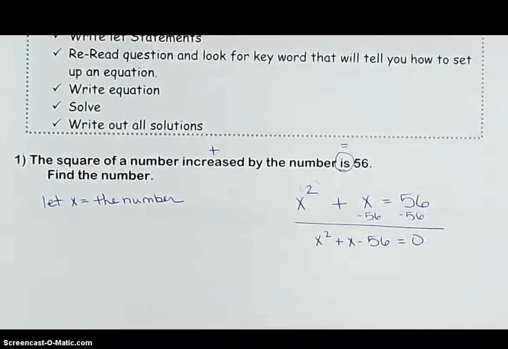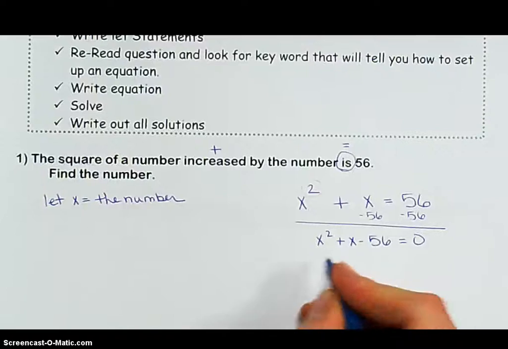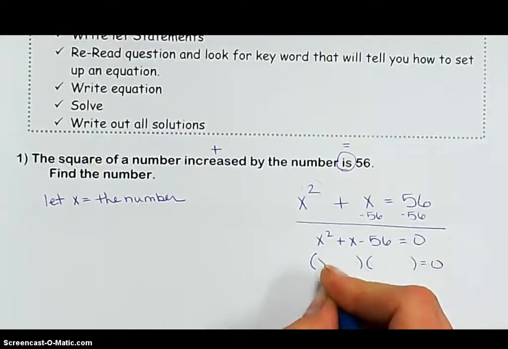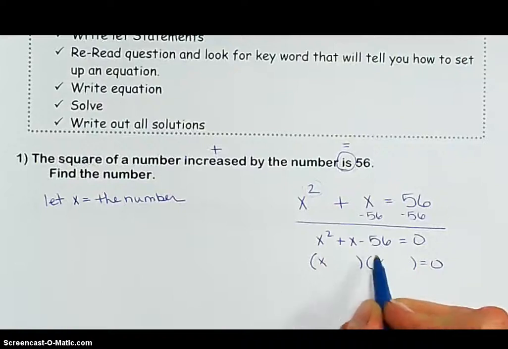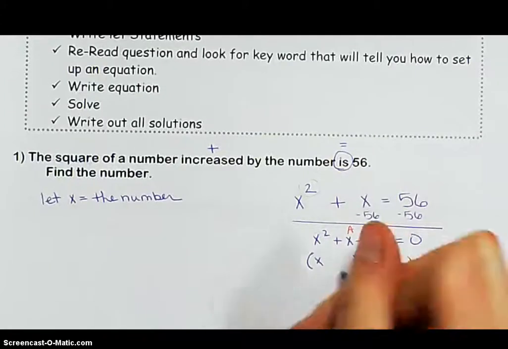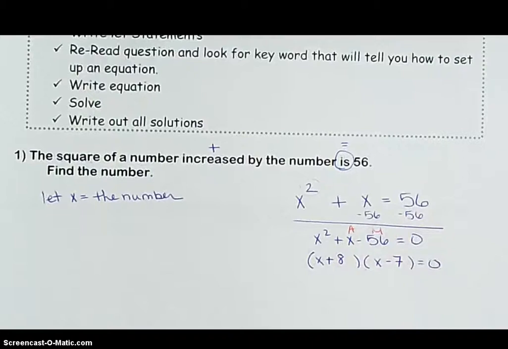Okay, now we have to factor and solve. So there's no GCF, so I'm going to go right into trinomial factoring. So we need to think, what are two numbers that multiply to negative 56 and add to positive 1? So multiply and add. And I'm going to say that is going to be positive 8, negative 7.